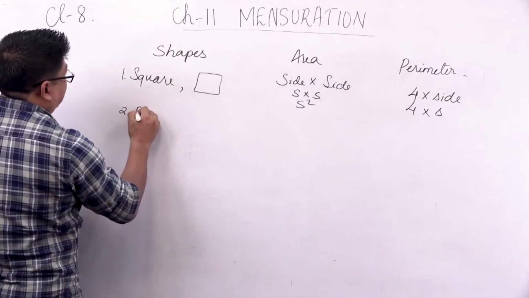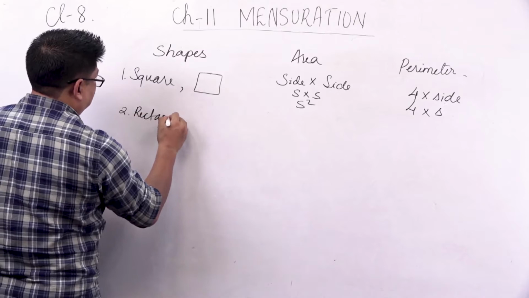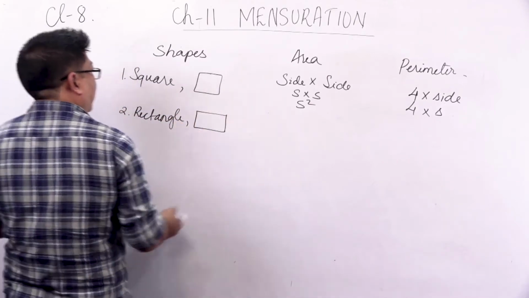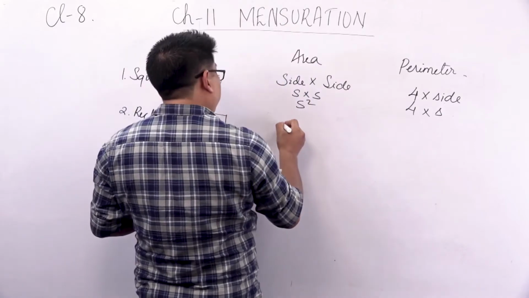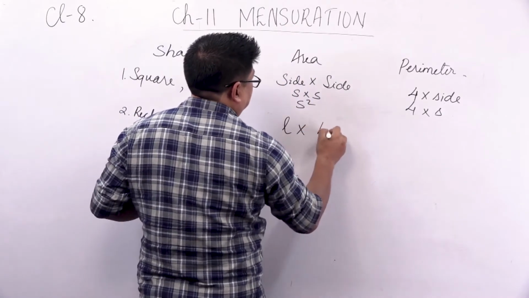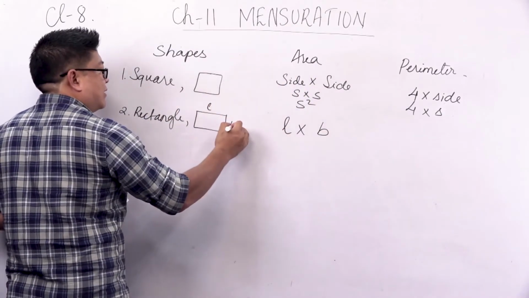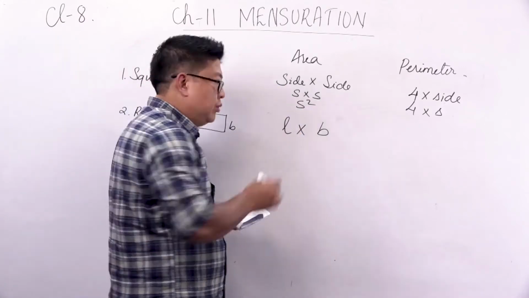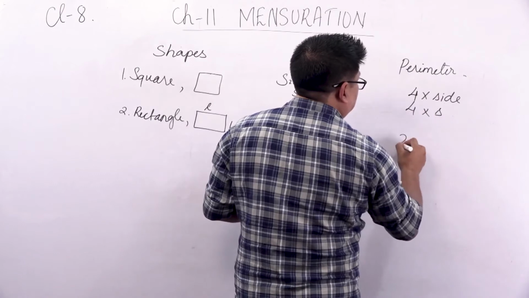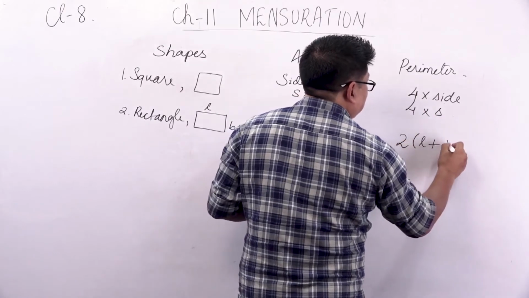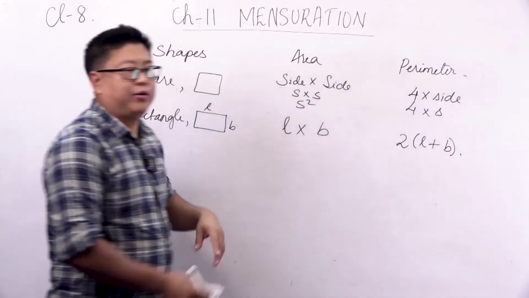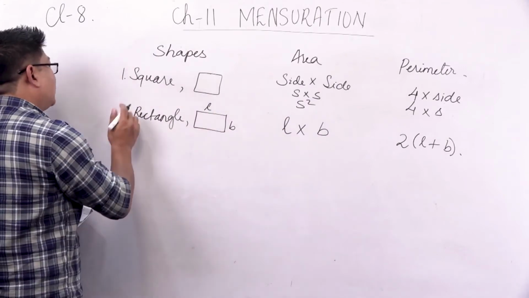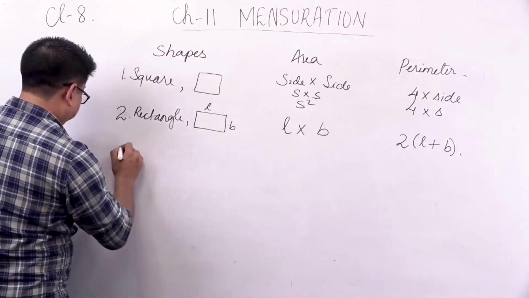The second one which we have learned so far is about rectangle. Opposite sides are equal in rectangle, right? So for area, we have length into breadth. Let's say this is your length, this is your breadth. So area will be length into breadth. Perimeter is twice of length plus breadth. We will not be going into detail for this because we have already learned about all this in class 7.